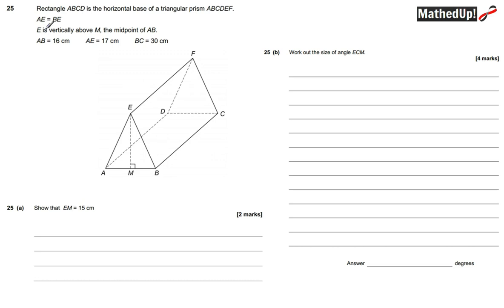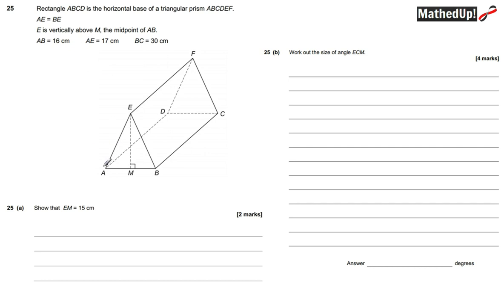Question 25. Rectangle ABCD is the horizontal base of a triangular prism ABCDEF. AE is equal to BE. EM is vertically above M, which is the midpoint of AB. We're told that AB is 16 centimeters, AE is 17 centimeters, and BC is 30 centimeters. And we need to show that EM is 15 centimeters.